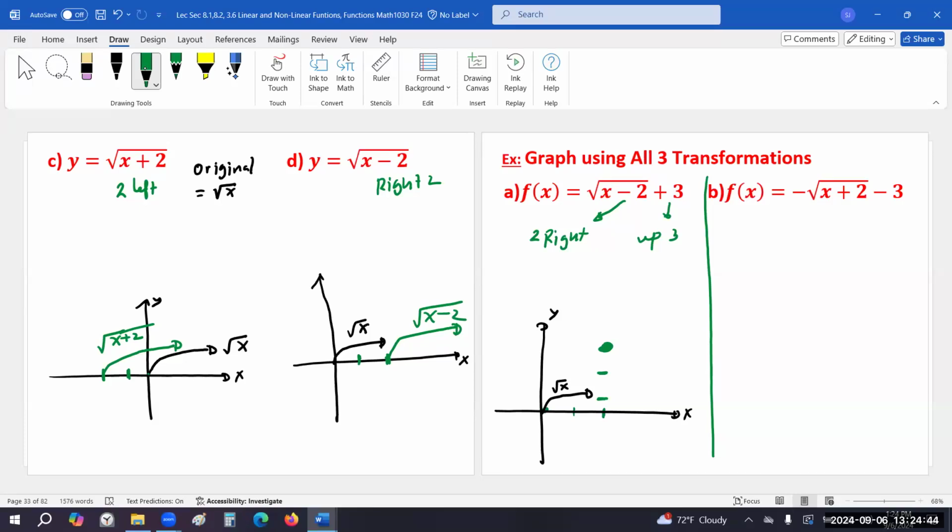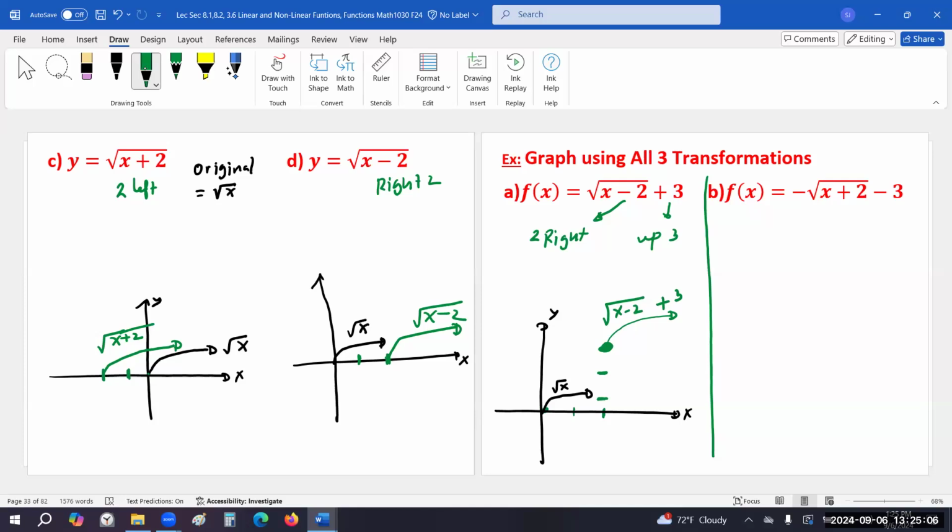So that is our new starting point. And we draw the same graph, just a little bit above. Square root of x minus 2 with a plus 3. So we have 2 transformations, left, right, and up, down, vertical and horizontal.